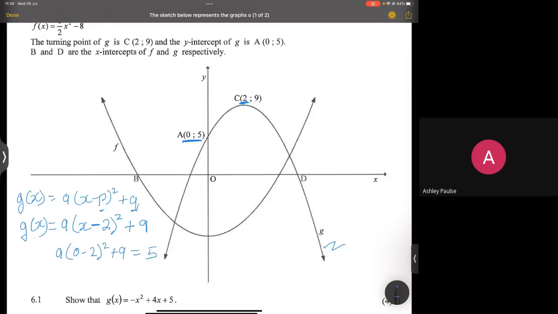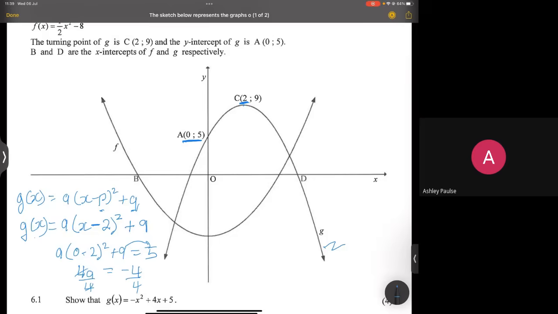Now, 0 minus 2 is negative 2. Negative 2 squared, that's 4. So I've got 4a, right? If I take the 9 to the other side, that becomes 5 minus 9, and that would give me minus 4. Okay? Right? And in this case, divide both sides by 4.